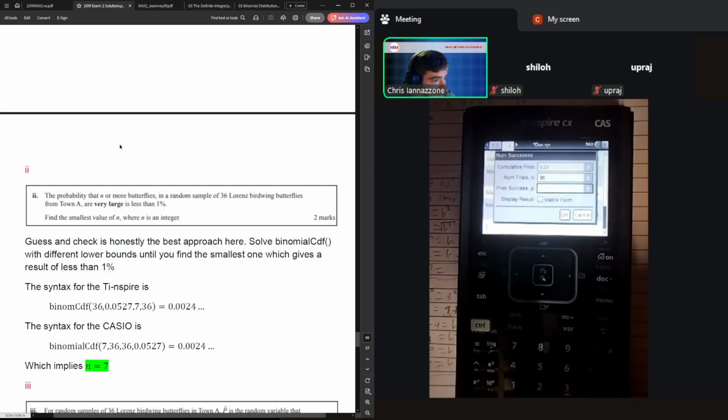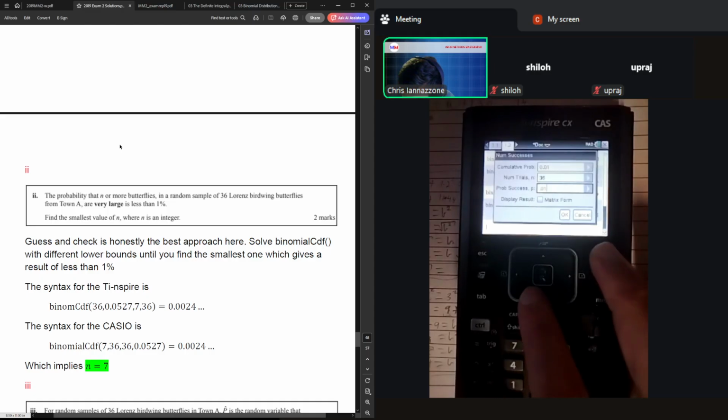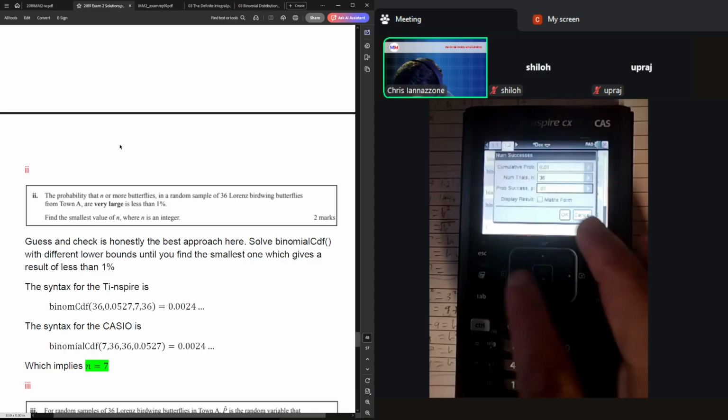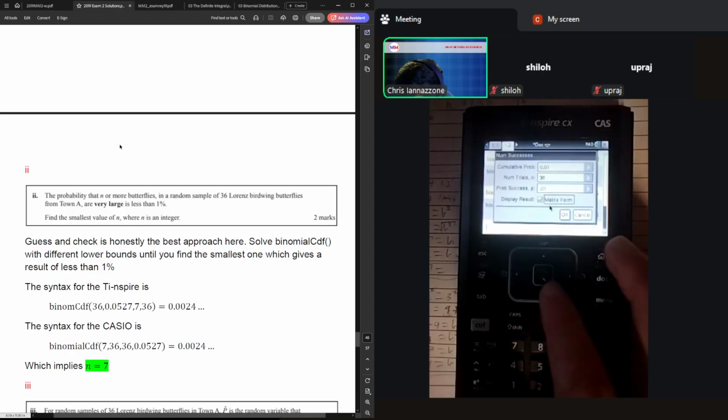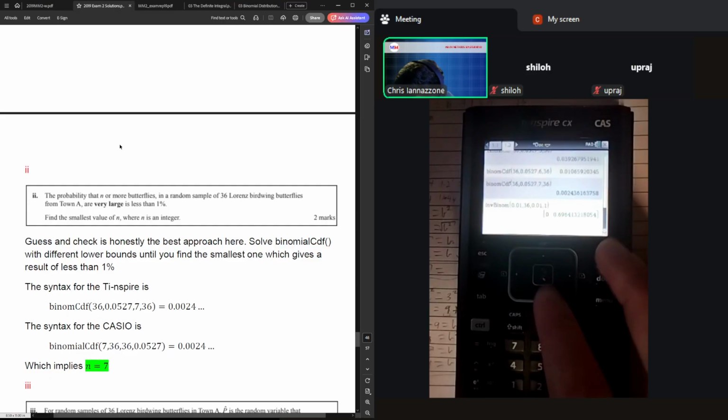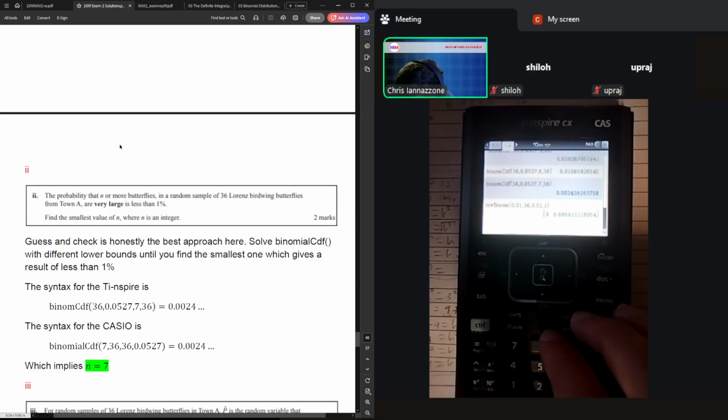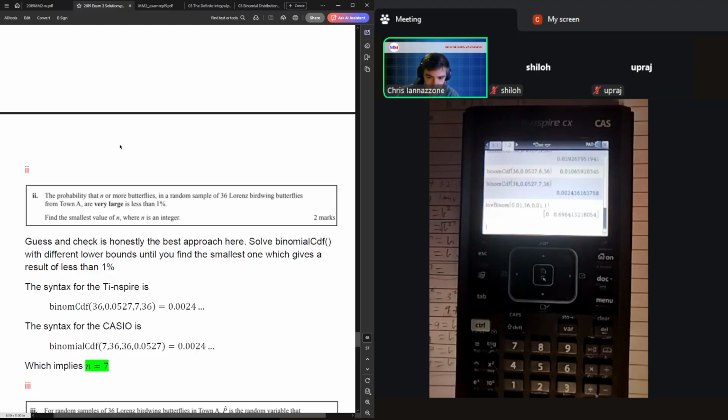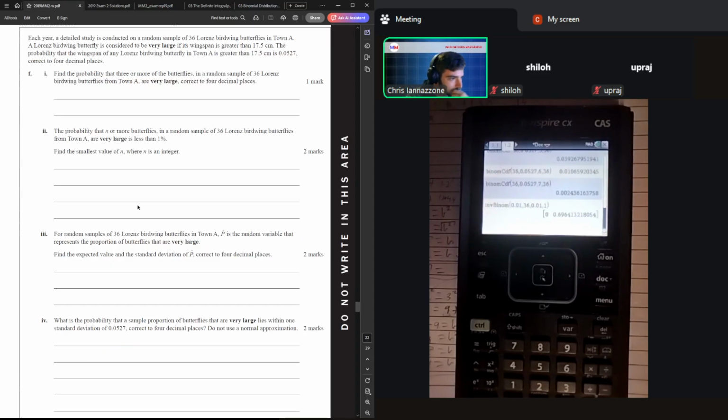I don't know, let's see what happens. 36 is the n, probability of success is 0.01. Give the matrix form so I can see everything. I don't know what that's done. Alright, forget it. I feel like there is a way. I've seen inverse binomial stuff used to solve these. If you know it, then great. If you don't, then you've got a better way of doing it, because you can just guess and check pretty fast. Alright, let's leave that there.